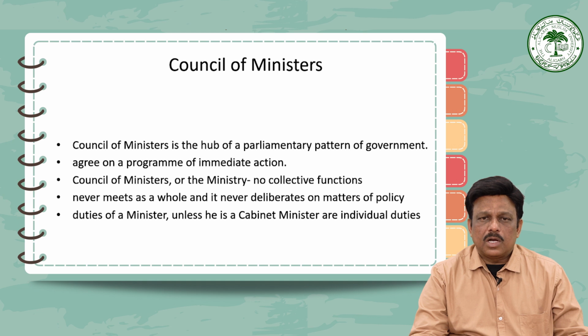Now, the Council of Ministers or the ministry includes some 50 or more ministers of different categories: the cabinet ministers, ministers of cabinet rank, deputy ministers or parliamentary secretaries. So, the Council of Ministers or the ministry has no collective functions. It never meets as a whole and it never deliberates on matters of policy. The duties of a minister, unless he is a cabinet minister, are individual duties relating to the administrative department or departments of which he holds the charge or to which he is attached.